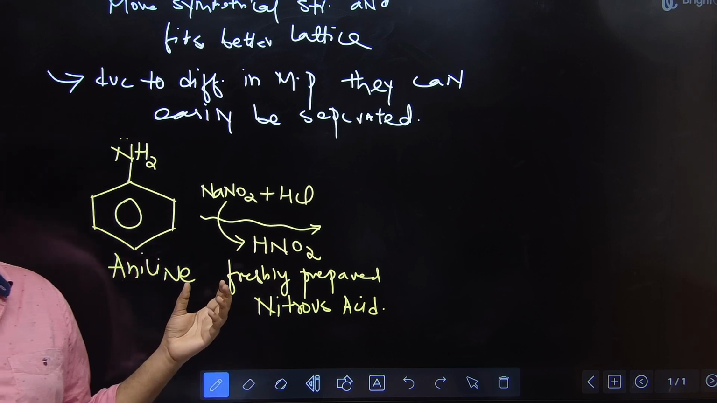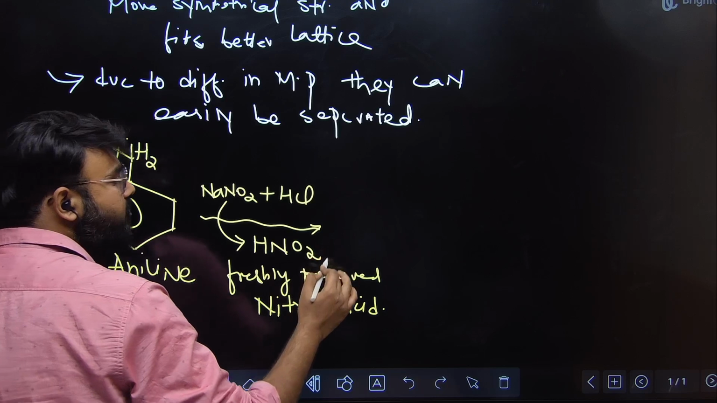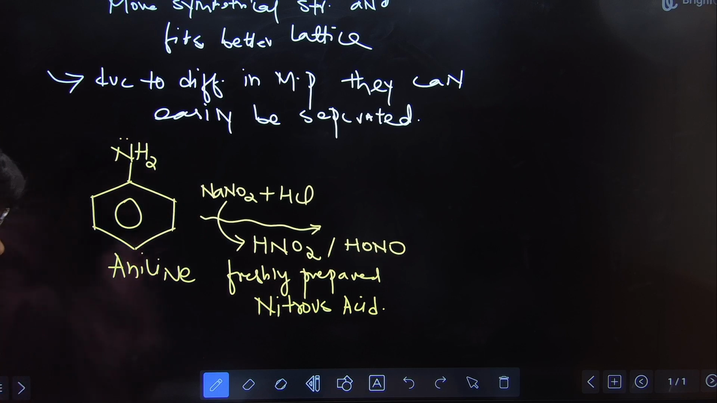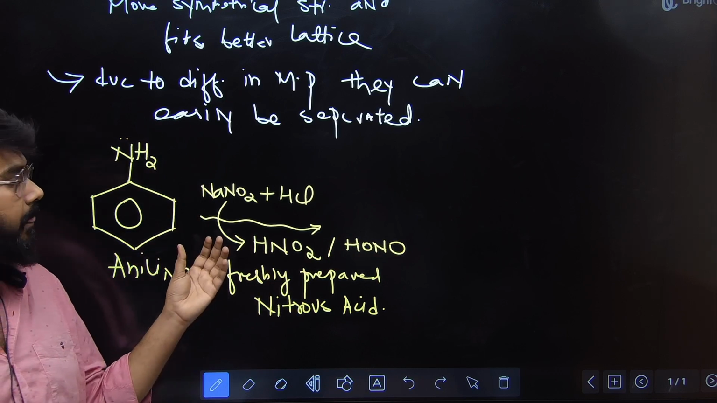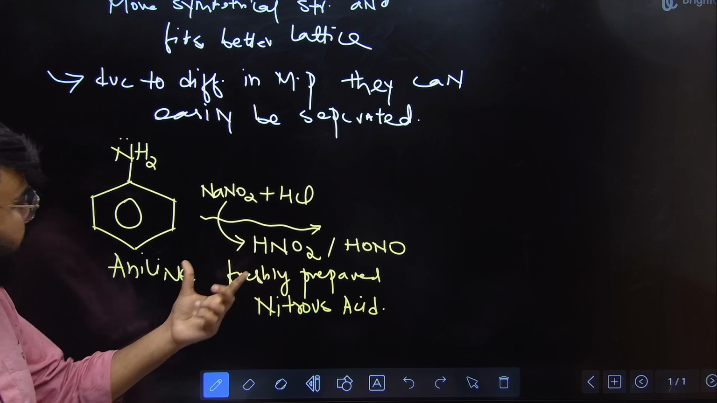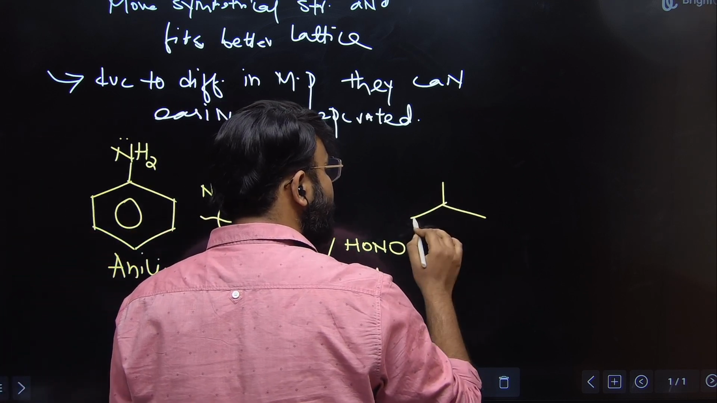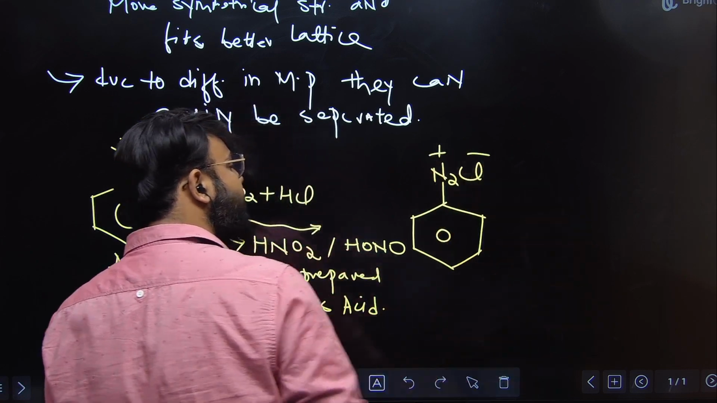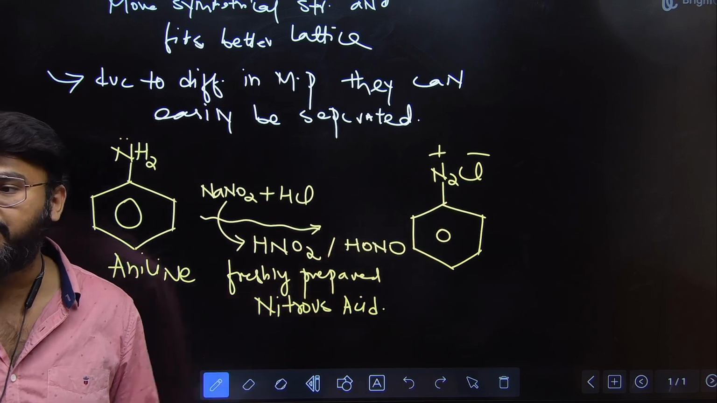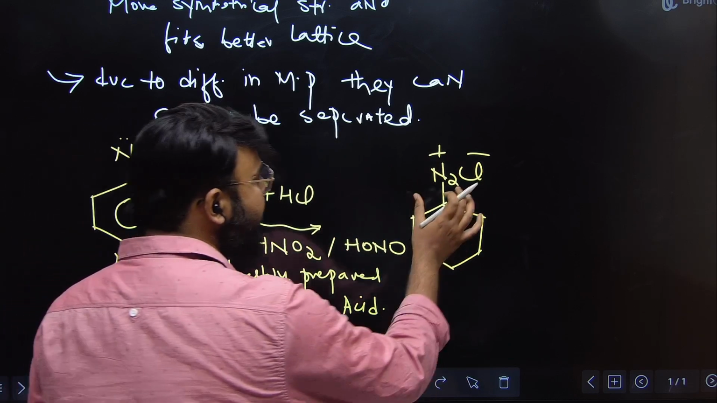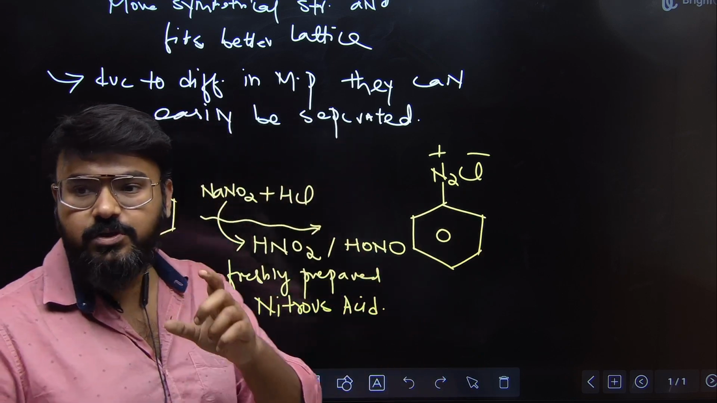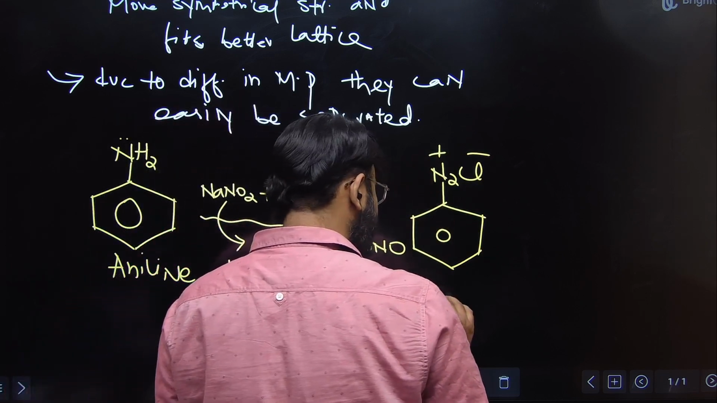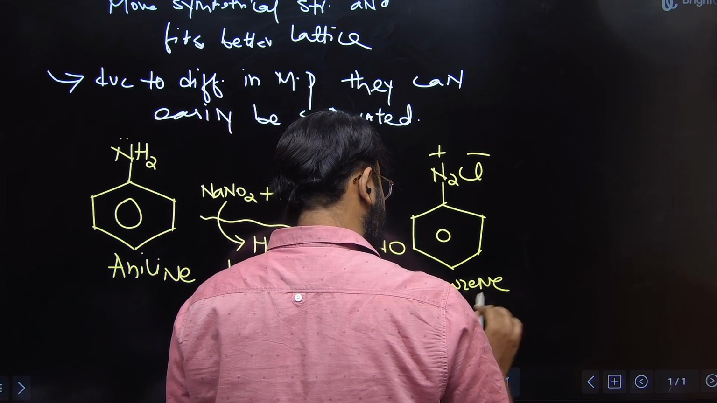See, in some textbooks, this HNO2 is also written as HONO. Now, what will happen due to this? You will have this structure, N2 plus Cl minus. So aniline changes into diazonium salt, benzene diazonium. Diazo means N2. And it's a salt, positive, negative, right? So we call it benzene diazonium salt.